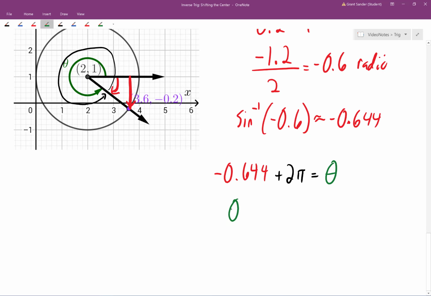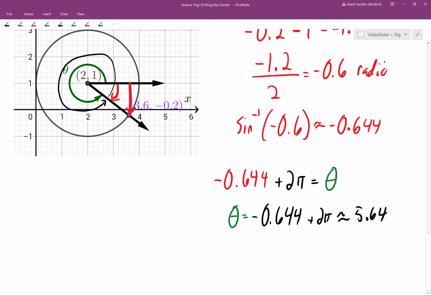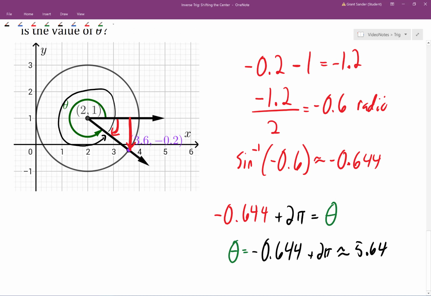So in this case, theta is equal to negative 0.644 plus 2 pi, which gives us a value of about 5.64. Now looking at this diagram, 5.64 radians appears to be the angle we're looking for. So in this case, we can say theta is about 5.64.